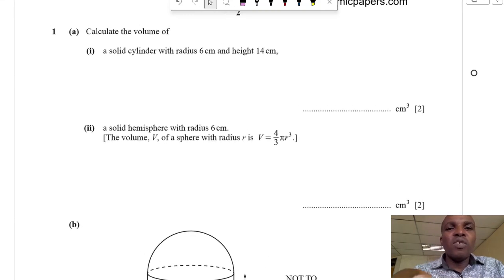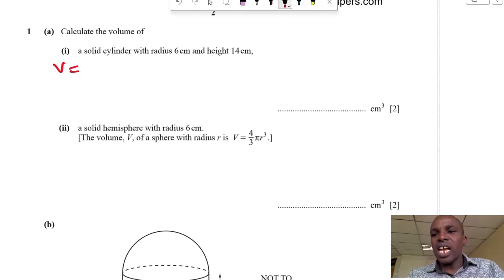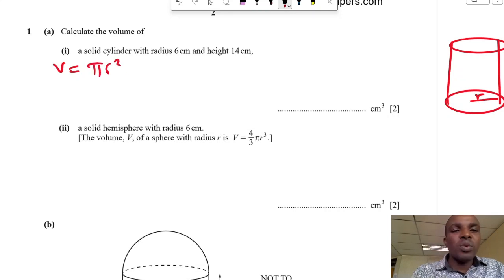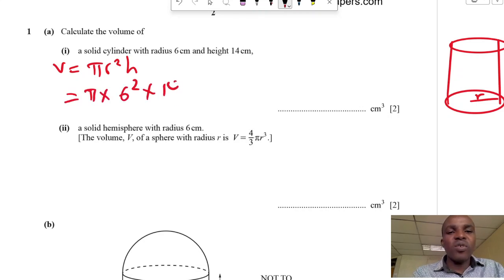So volume of any solid is cross-sectional area times length, or times height. The cross-sectional area of a cylinder is actually a circle, as its base. So the base area is the area of a circle, that is pi r squared, times height. Then pi times radius 6 squared times height 14.